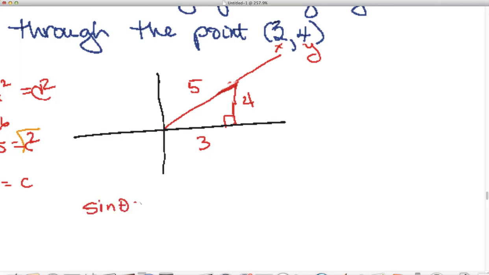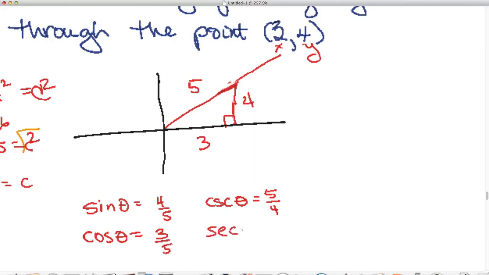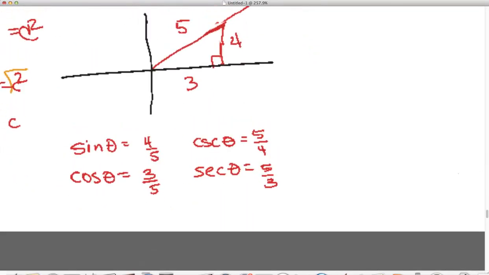Sine theta is equal to 4 over 5. As a result, we know that cosecant theta is its reciprocal, 5 over 4. Cosine theta would be the adjacent leg, 3 over 5. And its reciprocal, secant theta, is 5 over 3. Note, because it's in the first quadrant, they're all going to be positive.